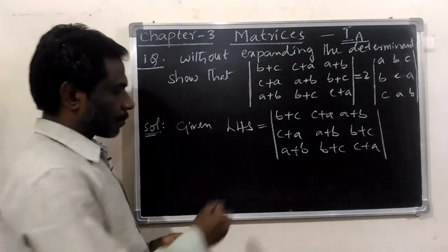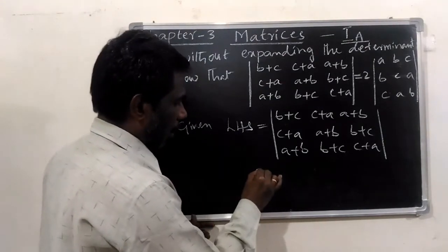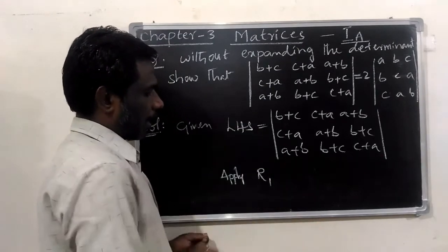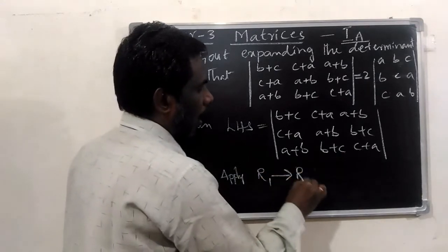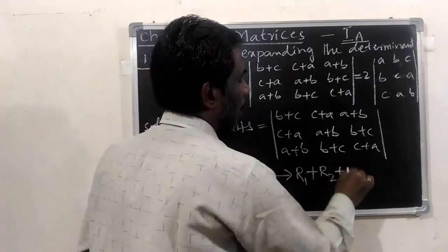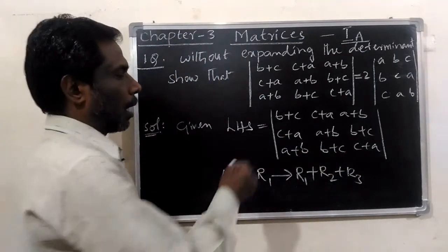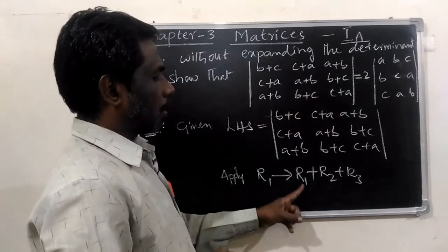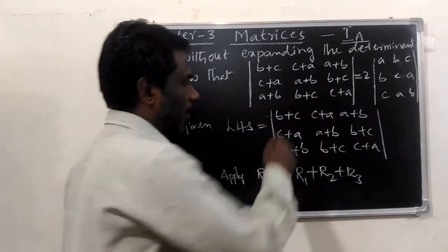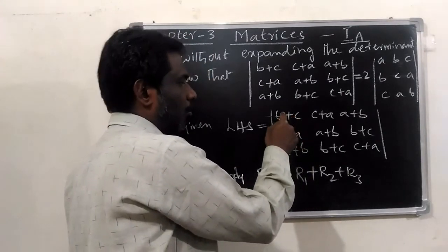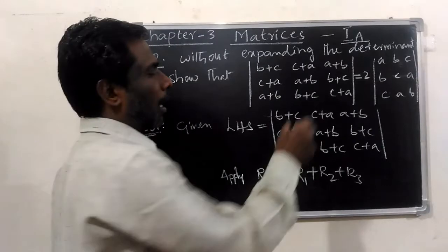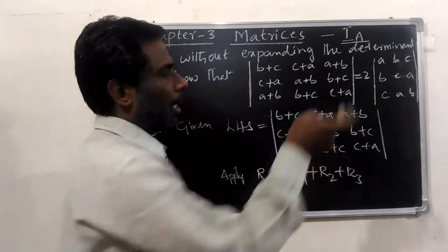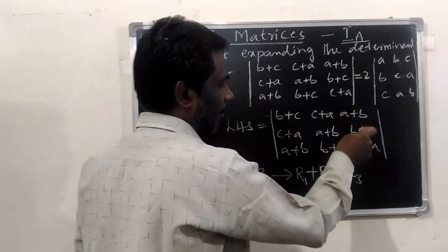Now I am applying the first row operation. The first row operation is R1 plus R2 plus R3. So in the first place I am writing the sum of the first column entries, in the next place the sum of the second column entries, and in the last place the sum of the third column entries.